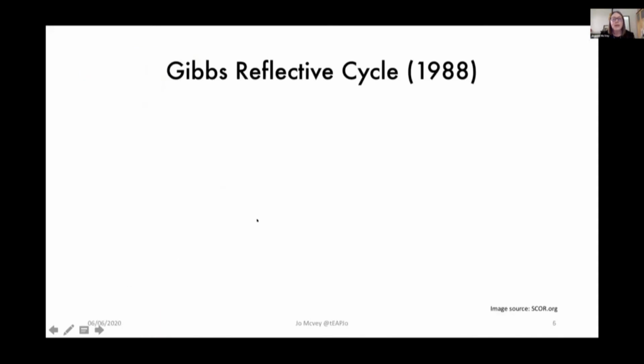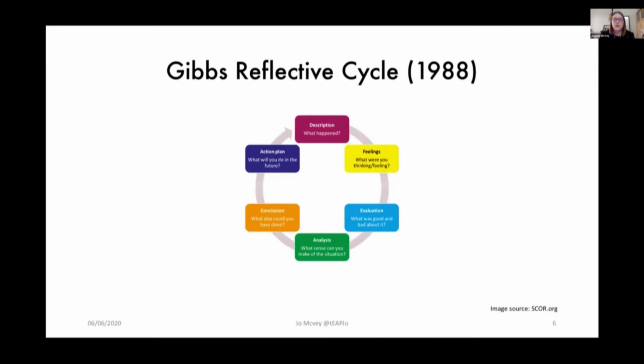Okay, so Gibbs reflective cycle. Now, this is a really, really useful way to start thinking reflectively. It's a very popular way to enter into this type of writing. So for example, you will see here it says description. So I'm doing a little circle around there. Description, what happened? Now, I'll come back to that, because what's important then is you move into your feelings.